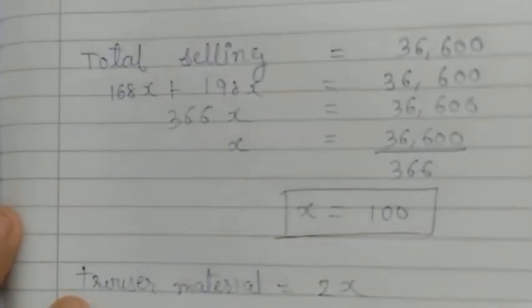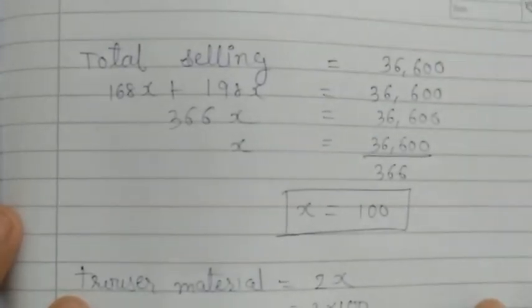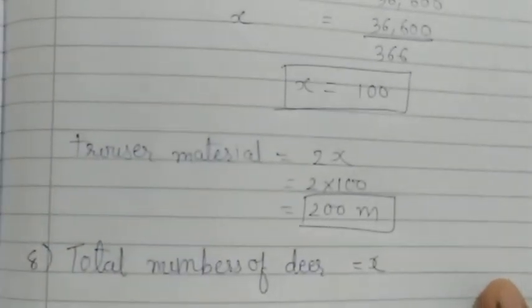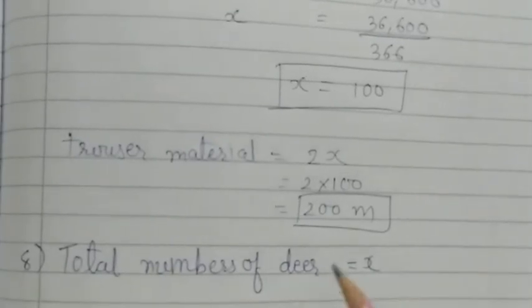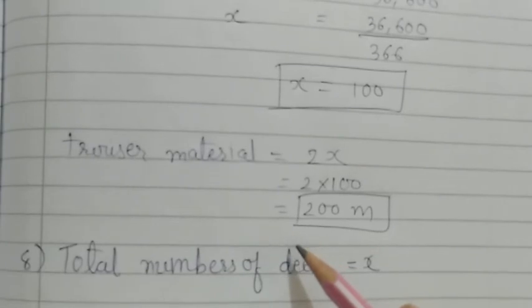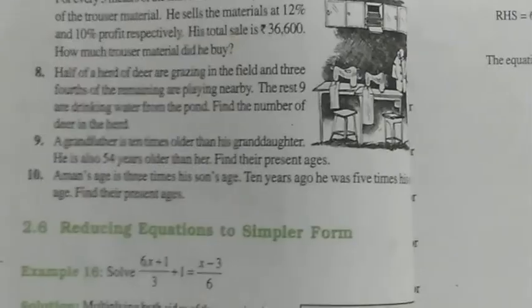Now in the question they ask how much cloth of trouser did he buy. So for trouser material in the beginning we assumed 2x. So 2 multiplied by 100. So 200 meters of trouser material Hassan bought. Okay, so here we finished our question number 7.